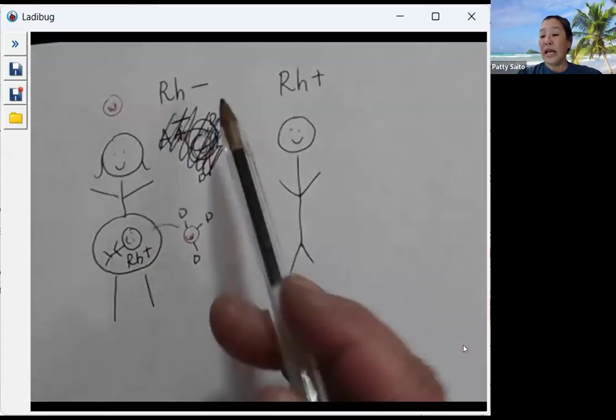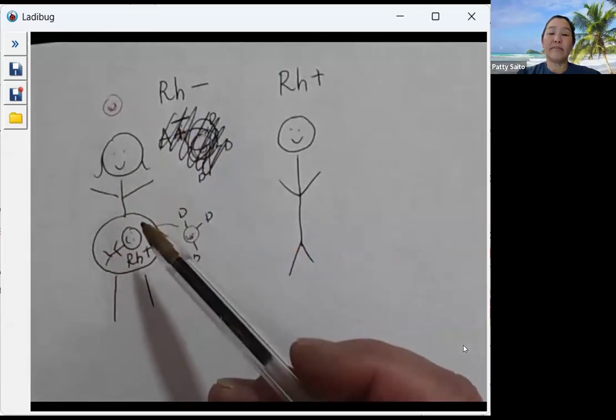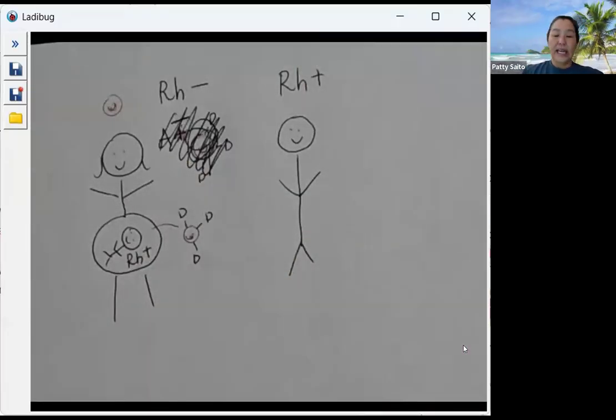So what do they do? If you are Rh negative, they give you a medication called RhoGAM, and it blocks the production of those antibodies. Okay, so that's important to know. And it might be something that you'll encounter in your work. All right, so let's now go back.